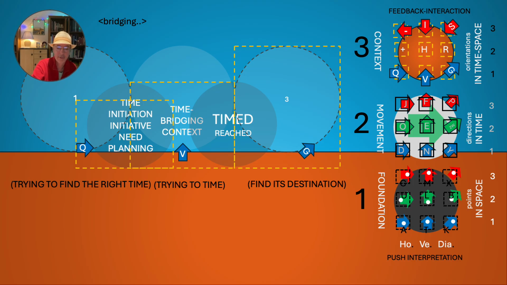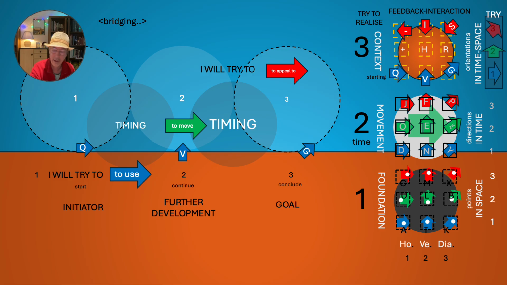While the second level is more the timing itself, so it is that time bridging context. It's trying to give to time it. So this is the right time. I see where the right timing is to pick something out. And the G is then more in the third level, trying to find its destination. We'll give more examples that you understand it better.